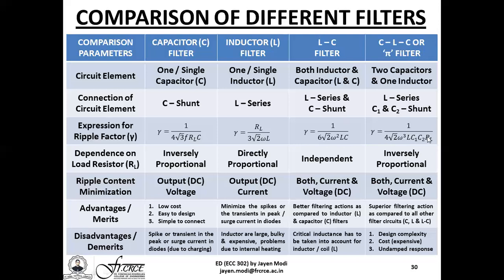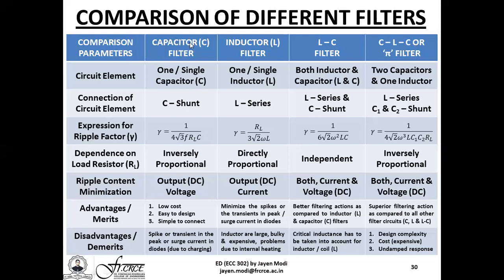But for the CLC or the pi type filter, once again, the ripple factor gamma is inversely proportional to the load resistance RL. The ripple content is minimized in the form of a DC voltage because the capacitor will charge and discharge rapidly. The inductor filter will minimize the DC current because it will release as well as store energy in a very rapid way. This will help to minimize the ripple content in both the current component as well as the voltage component, and the CLC filter also, just like its LC counterpart, will help minimize variations in the DC load current and the DC load voltage as well.